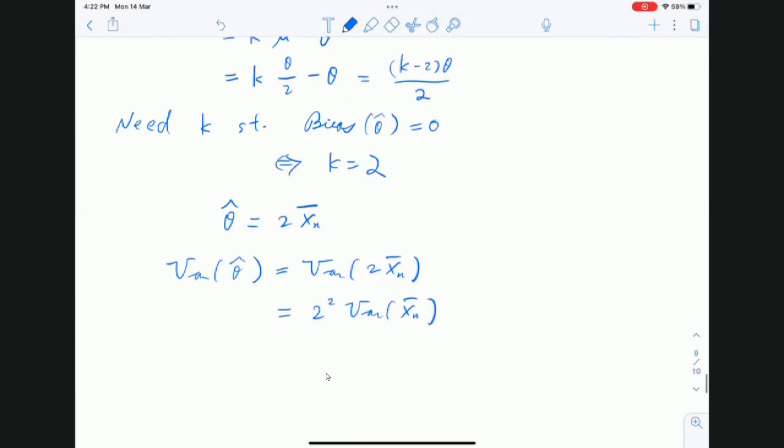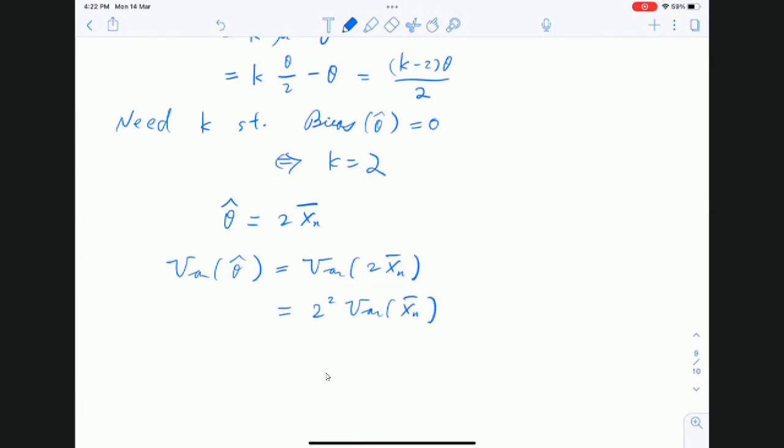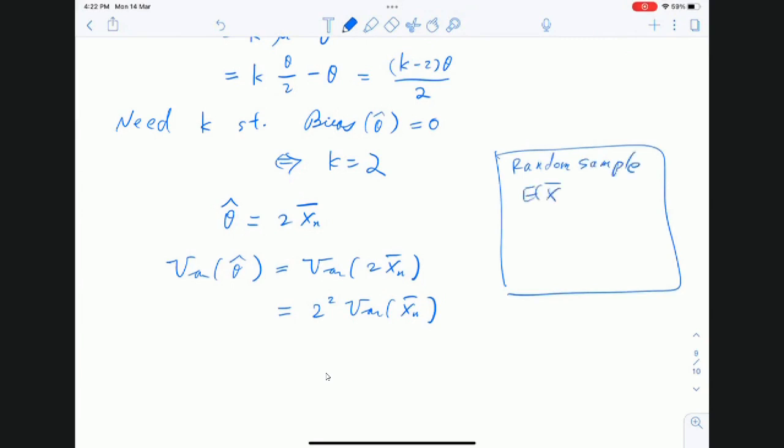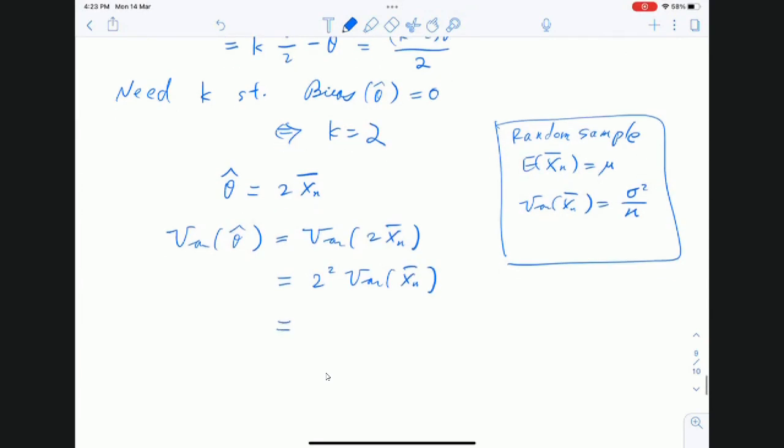Now how can we find the variance of the sample mean? Again, we have another formula for a random sample. For a random sample, the expected value of the sample mean is equal to the population mean, as I mentioned before, and the variance of the sample mean will be equal to the population variance divided by the sample size. This is a general property of a random sample. So this will be equal to 4 multiplied by sigma squared over n.